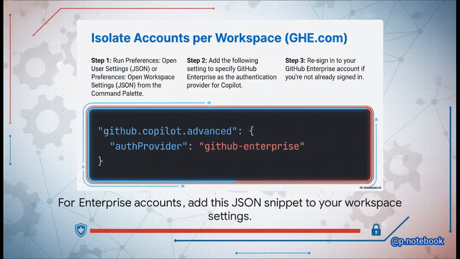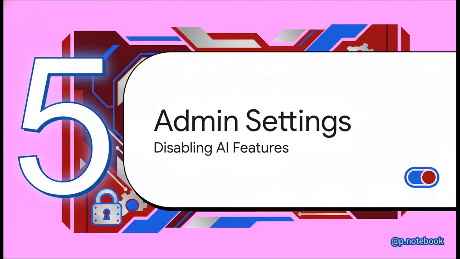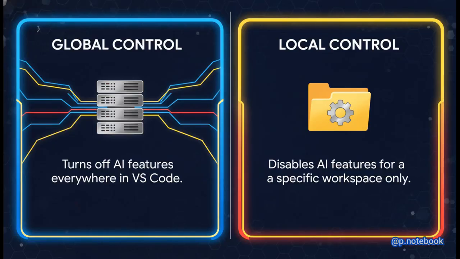Now, for enterprise accounts, you've got to get your hands a little dirtier by editing your workspace's settings JSON file. This file is what lets you customize VS Code for just one project. All you do is add this little JSON snippet, and that tells Copilot to use your enterprise login just for this project. Sometimes you just might want to turn Copilot off. Maybe you're working on a super sensitive file, or maybe you just need to focus without any suggestions popping up. The good news is you can turn it off completely or just for the one project you're working on right now.